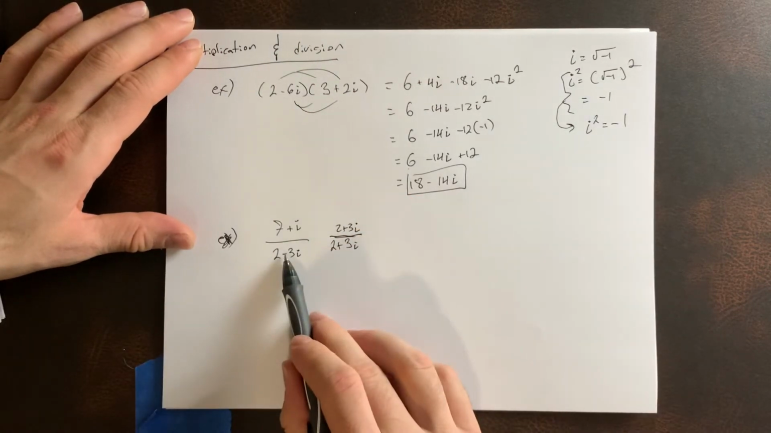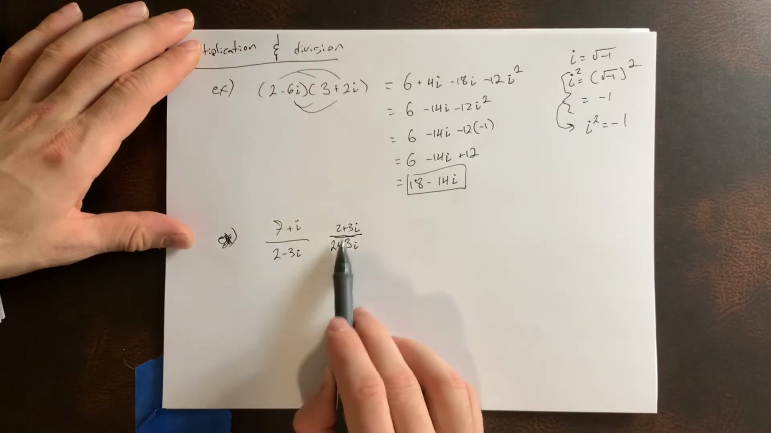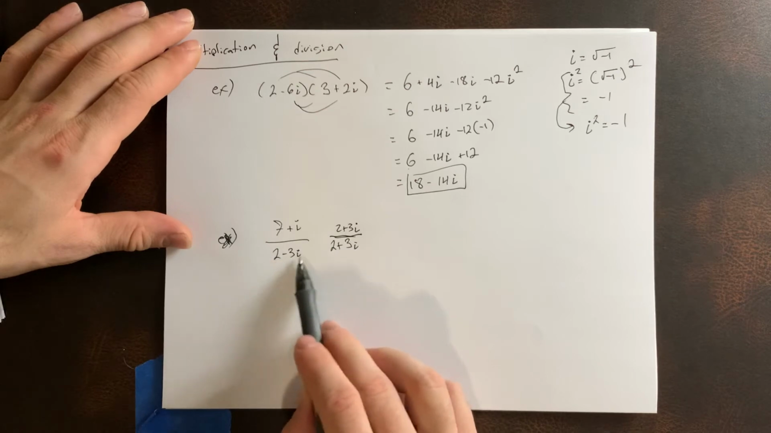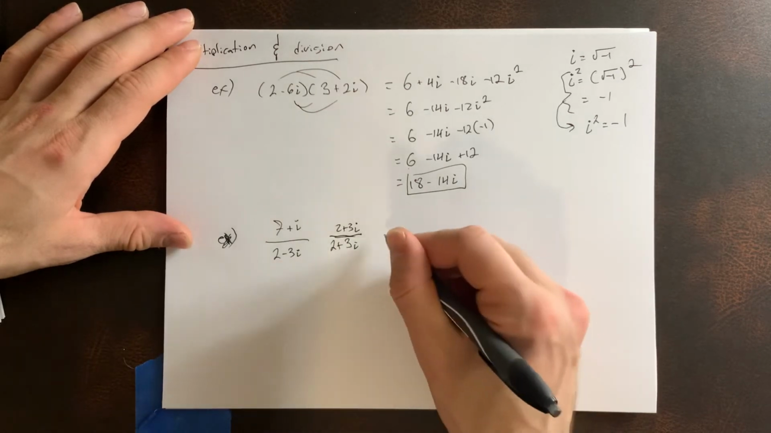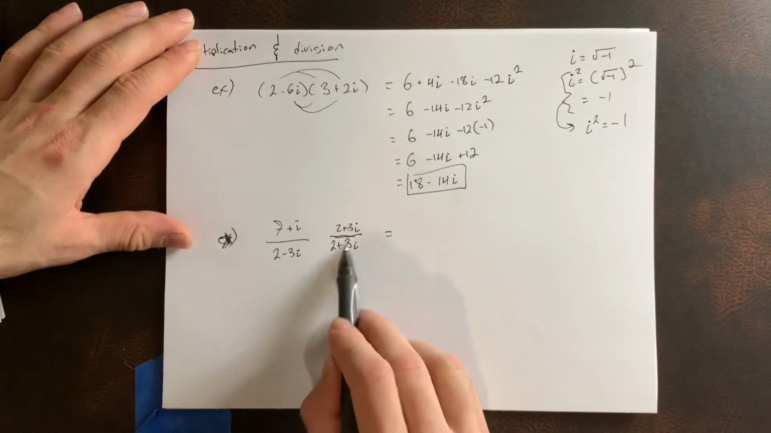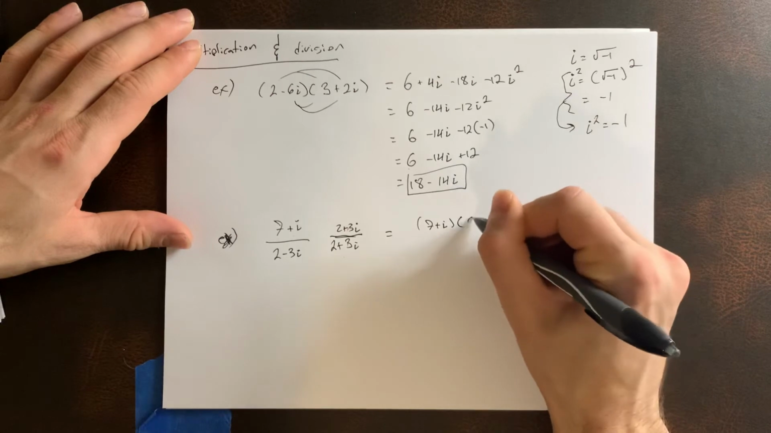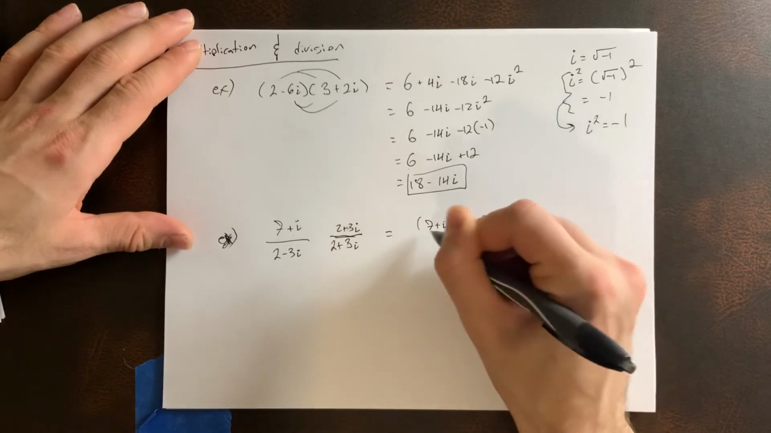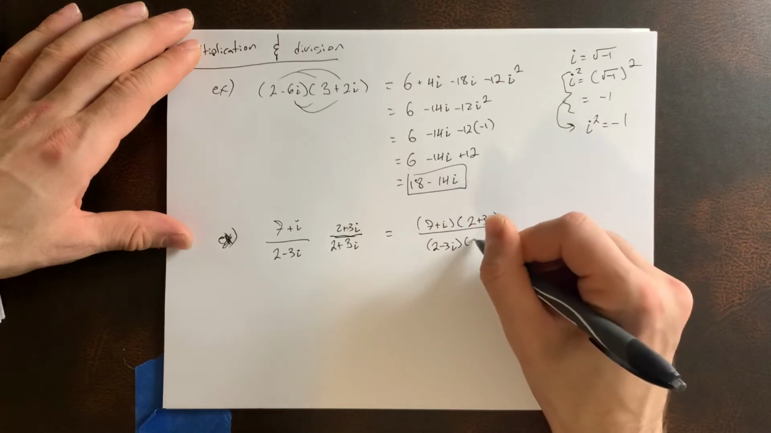If this was a plus sign, which we'll do in the next example, then we would put minus signs over here. Basically, we just take the bottom number, switch the sign, and multiply the top and the bottom by it. Now we're just multiplying fractions. We multiply the tops, multiply the bottoms. The top of this fraction is going to be 7 plus i times 2 plus 3i. The bottom is going to be 2 minus 3i times 2 plus 3i.